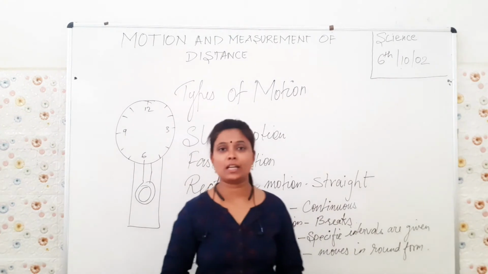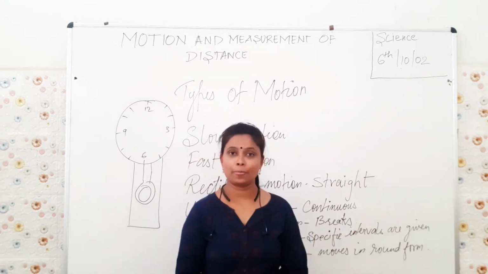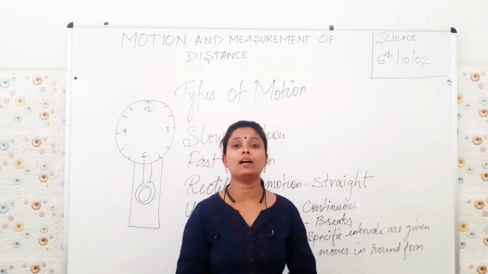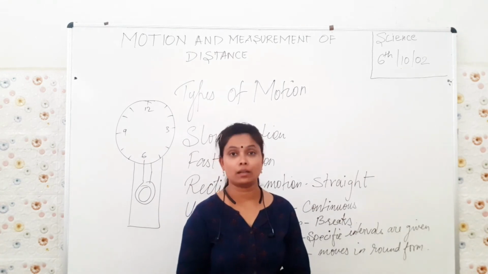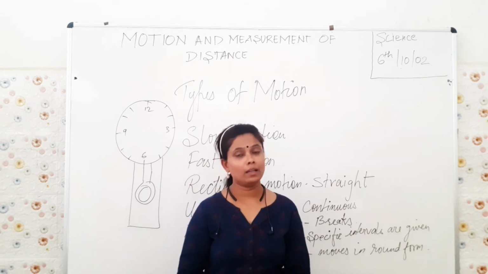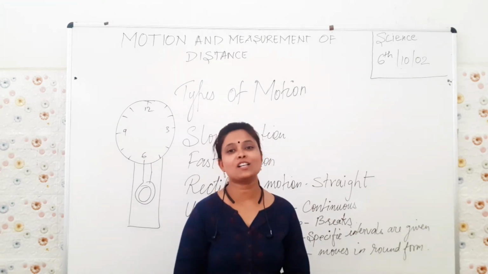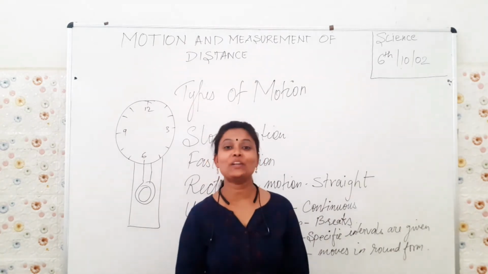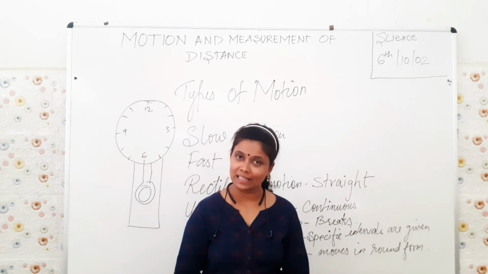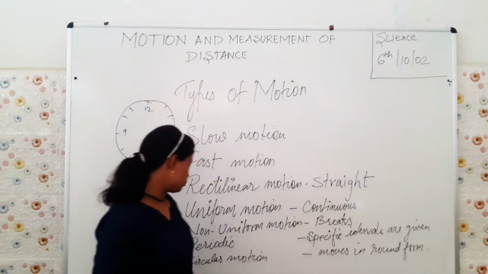One more example shall I give you? The example of your class. After every period, the peon just rings the bell or the hooter. After every 45 minutes, there is a bell. That means the period is over and next you have a sports period. So you eagerly wait for the ringing of the bell. So it is an example of periodic motion.